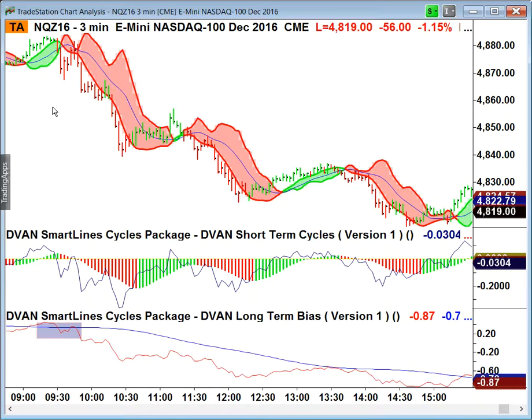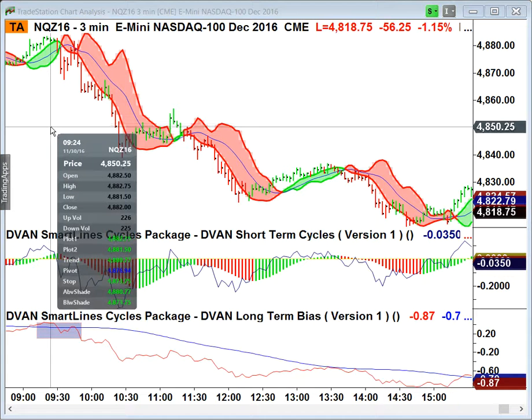This is November 30th, and I wanted to go over a few examples on how we would use DVAN SmartLines to trade Nasdaq or look for trading entry and exit points and position management. I also have the DVAN pressure indicator, which is an add-on on the Trading App Store, loaded on this chart, which colors price bars either green or red for buying pressure or selling pressure dominance. These price bar colorations really help to confirm our entry and exit points using the SmartLines package.